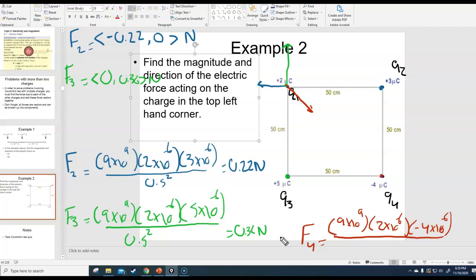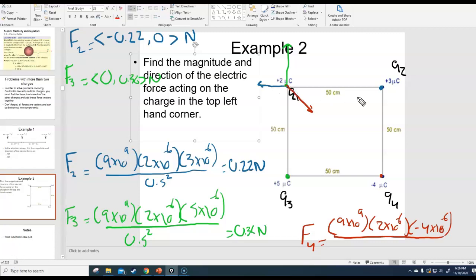Now I have to be careful because r is not 0.5 anymore, because this is a diagonal of the square. And so actually I need to use the Pythagorean theorem to find the distance here. If you do the square root of 50 squared plus 50 squared, and you do it correctly, I just typed it into my calculator wrong, the square root of that is about 70.7.